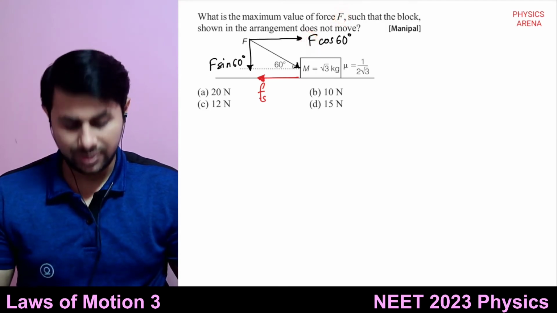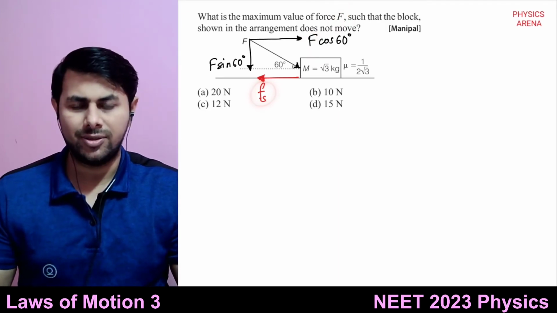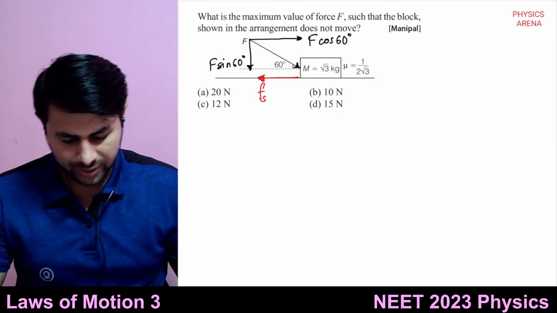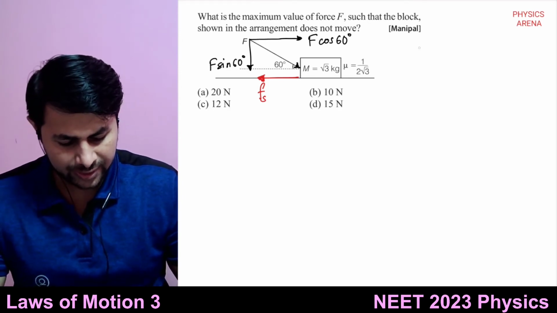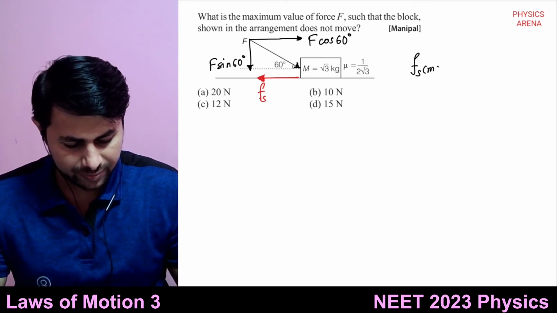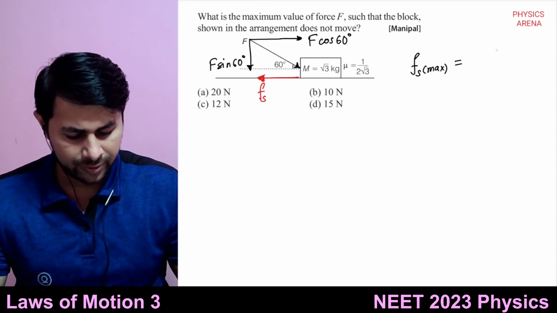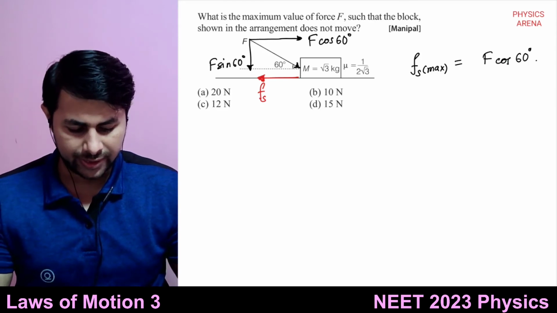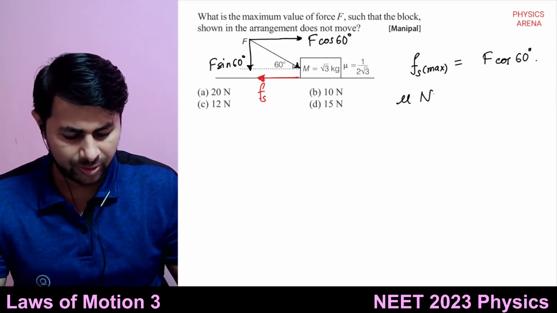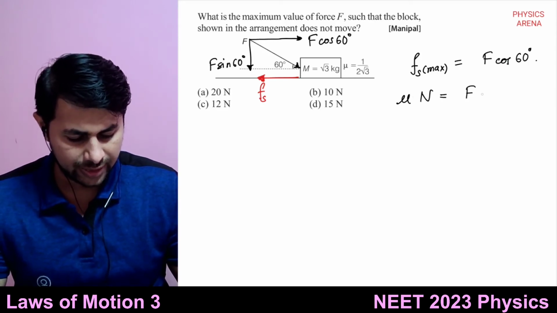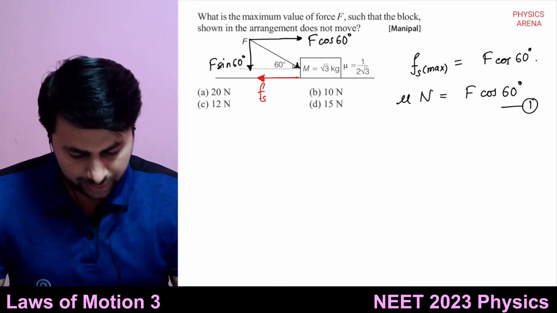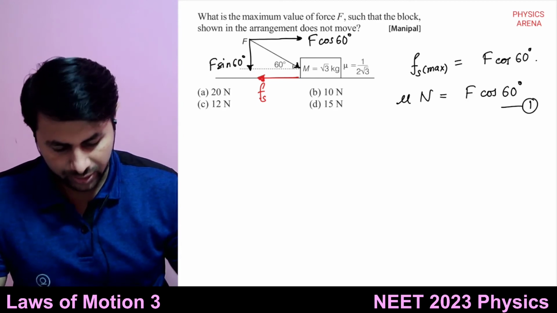So that means this frictional force will be maximum, it is Fs max. So from here I can say that Fs max is equal to F cos 60, and we know what Fs max is. It is mu multiplied by normal reaction, so mu N equals F cos 60. Let's call this equation 1.